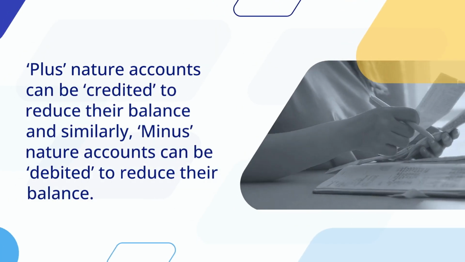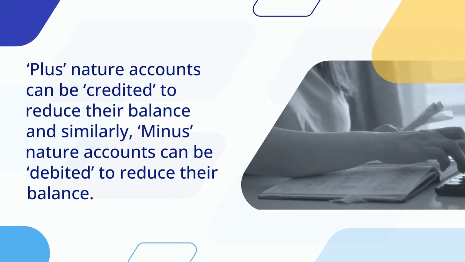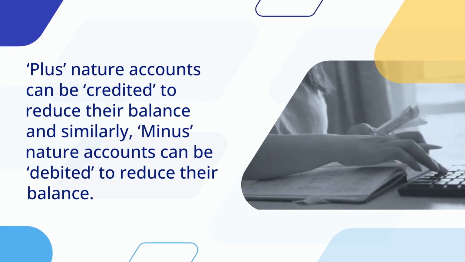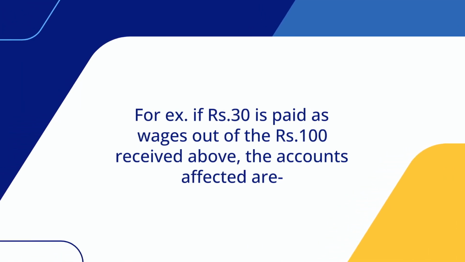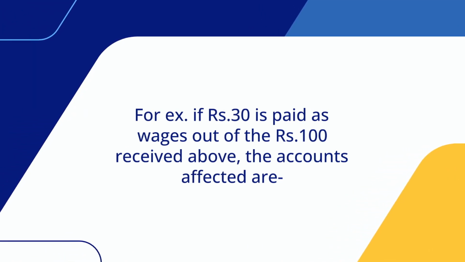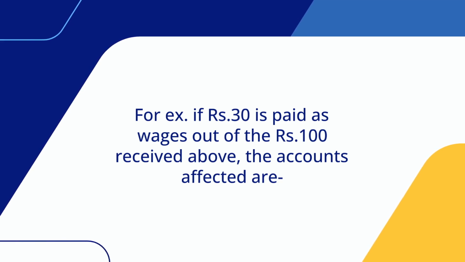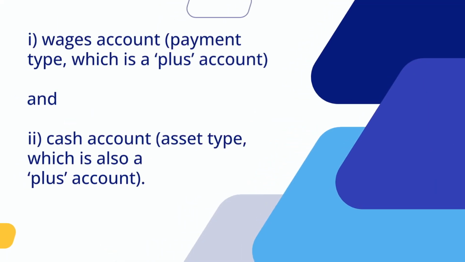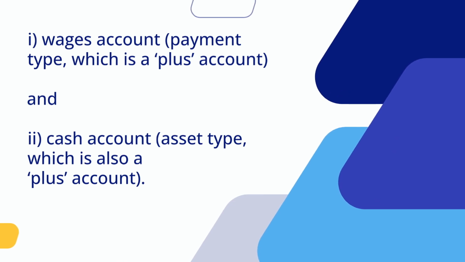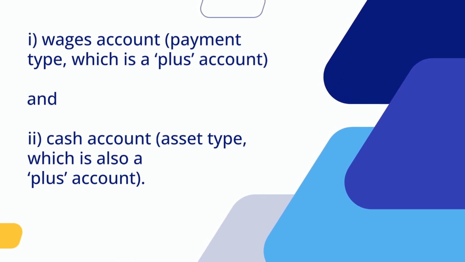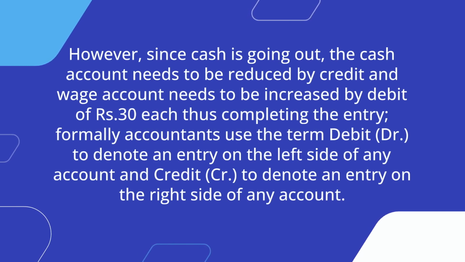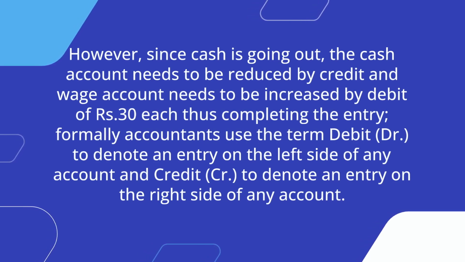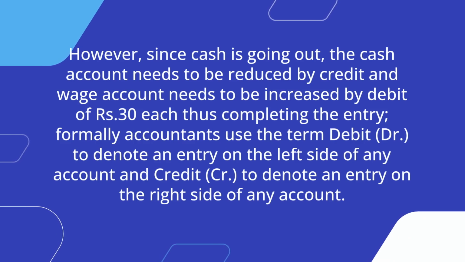Plus nature accounts can be credited to reduce their balances, and similarly, minus nature accounts can be debited to reduce their balance. For example, if Rs 30 is paid as wages out of the Rs 100 received above, the accounts affected are the wages account, which is a payment type, which is a plus account, and the cash account, which is an asset type, which is also a plus account. However, since cash is going out, the account needs to be reduced by a credit and the wages account needs to be increased by a debit of Rs 30, thus completing the entry.